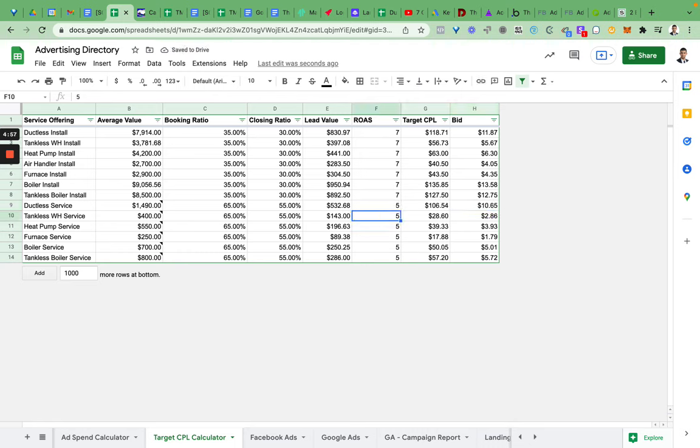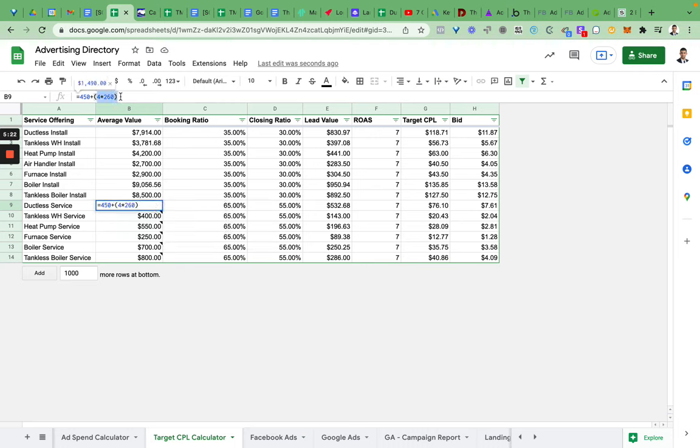Typically, they are install heavy, so they're not focusing on the service side that much. They're not going to push that. They don't need that much return on investment on their service advertising, but on the install advertising they do. So that's why 5 is here. But if you want to average it out to 7 across the board, you'll see that bids go down. So that's how you set the average value.